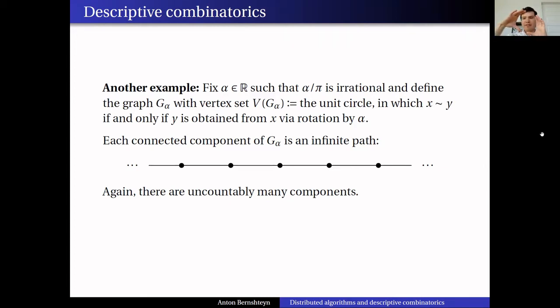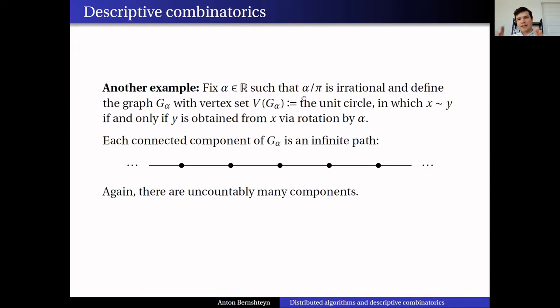So in this graph, every vertex has exactly two neighbors because you can rotate it by alpha clockwise or counterclockwise. These are the two neighbors of the vertex. And if I take a vertex, I rotate it by alpha, then I rotate it again and again and again, right? I produce this sequence of neighbors of each other. And here's where we use that alpha over pi is irrational.